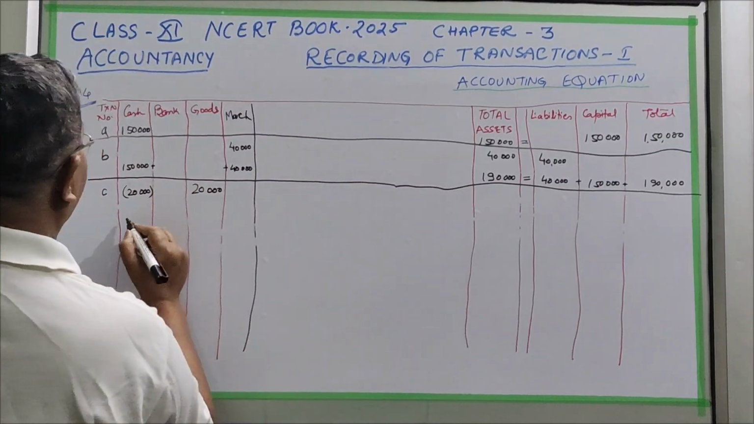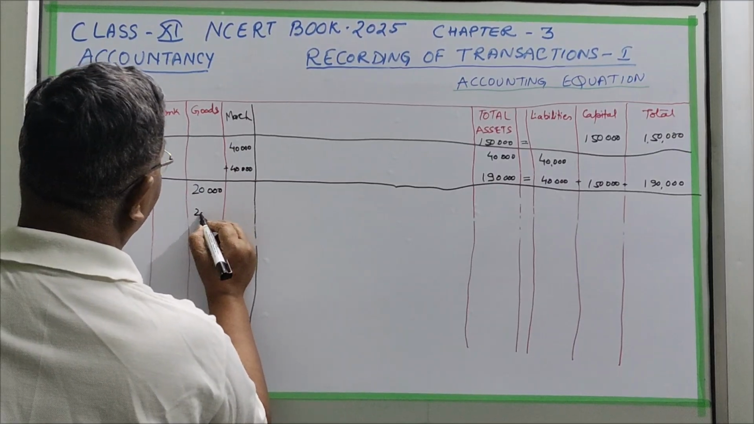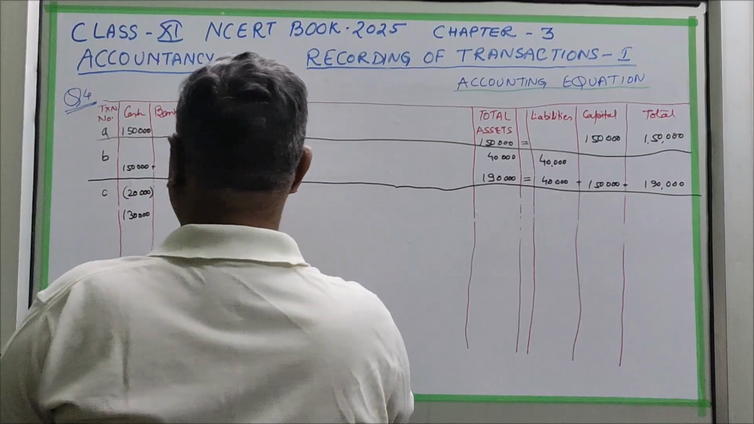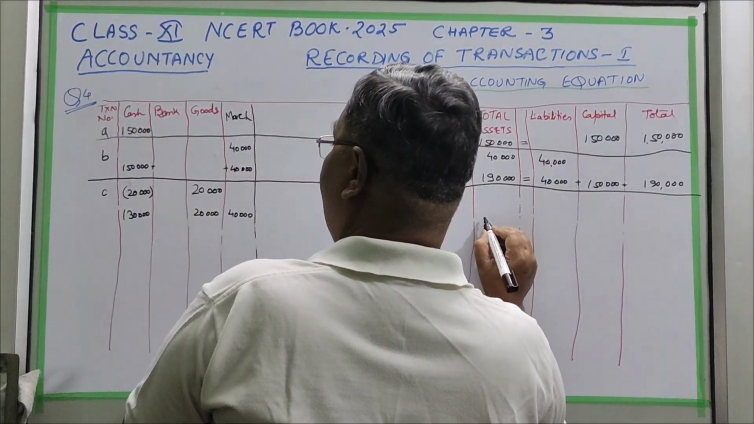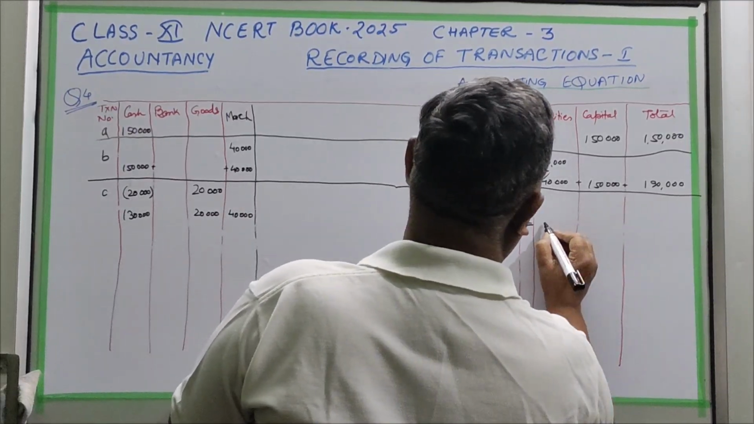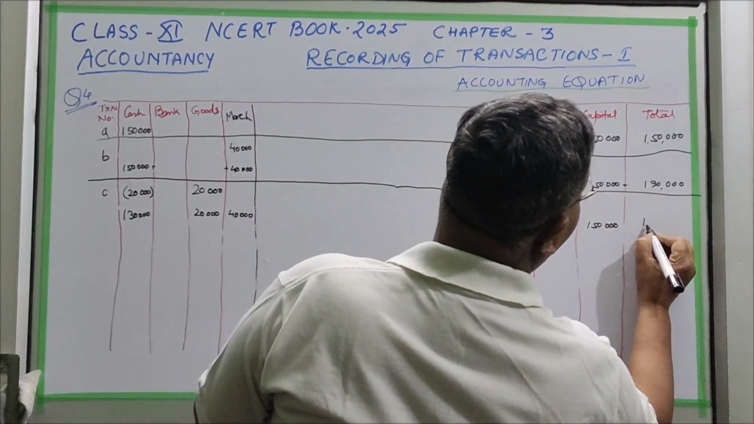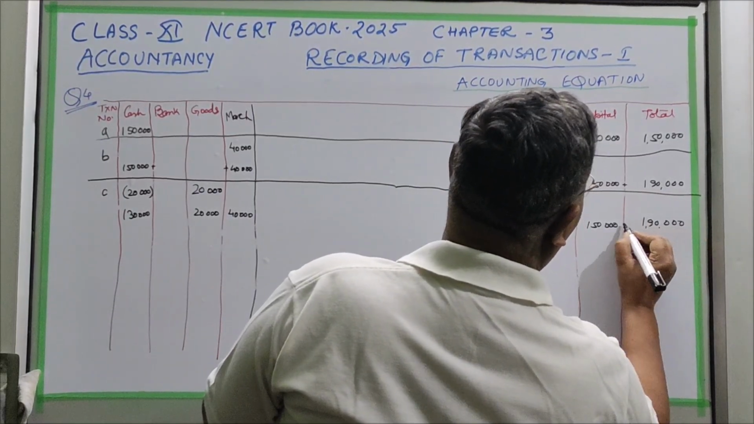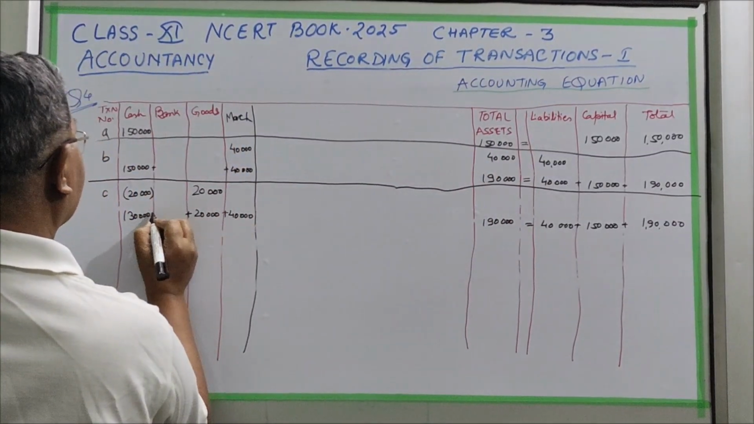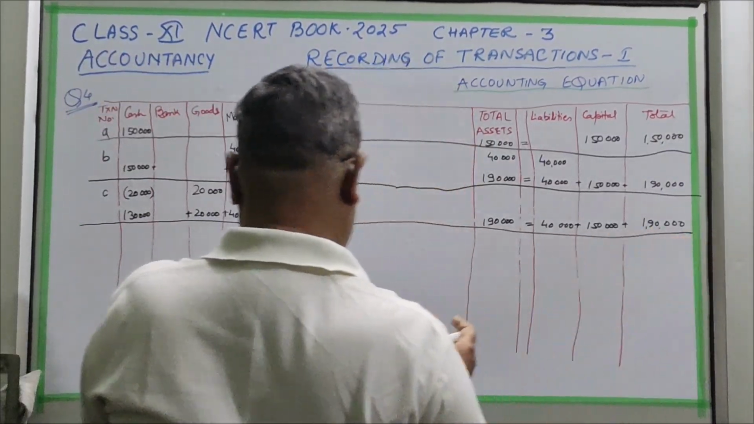What will be the net position? 1,30,000 cash will remain, goods 20,000 will come, and 40,000 machinery will come here. This will again become 1,90,000. It will remain the same, and here also it will remain the same. So again we write the same equation, 1,90,000. This also is your C. After this you draw a line like this. So it is your C part.